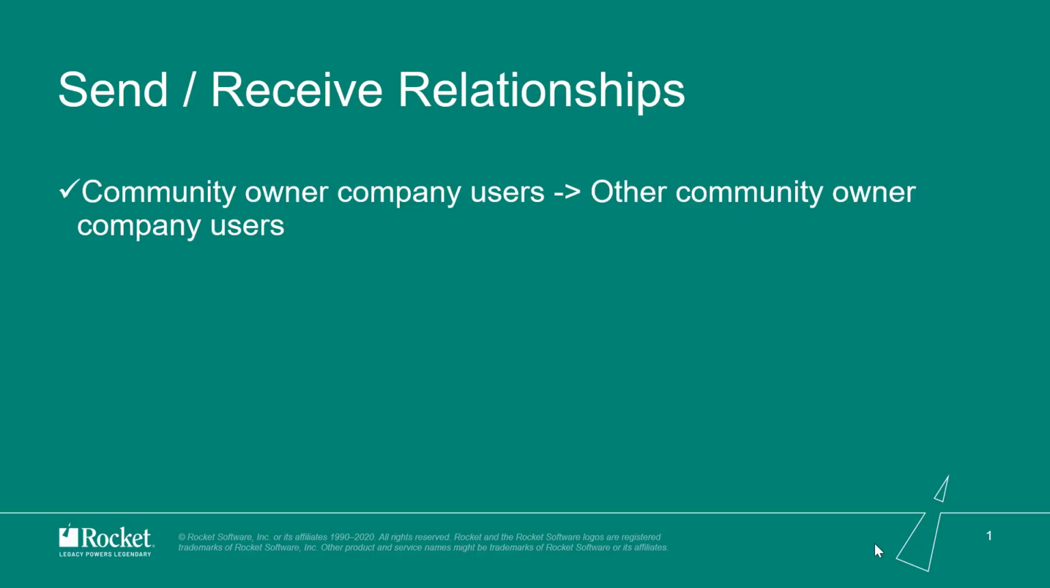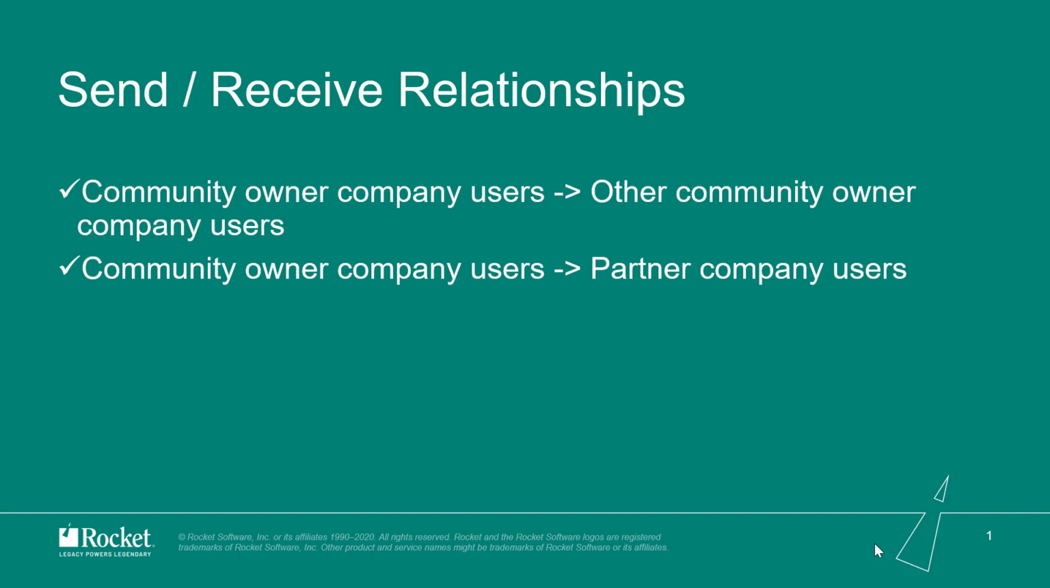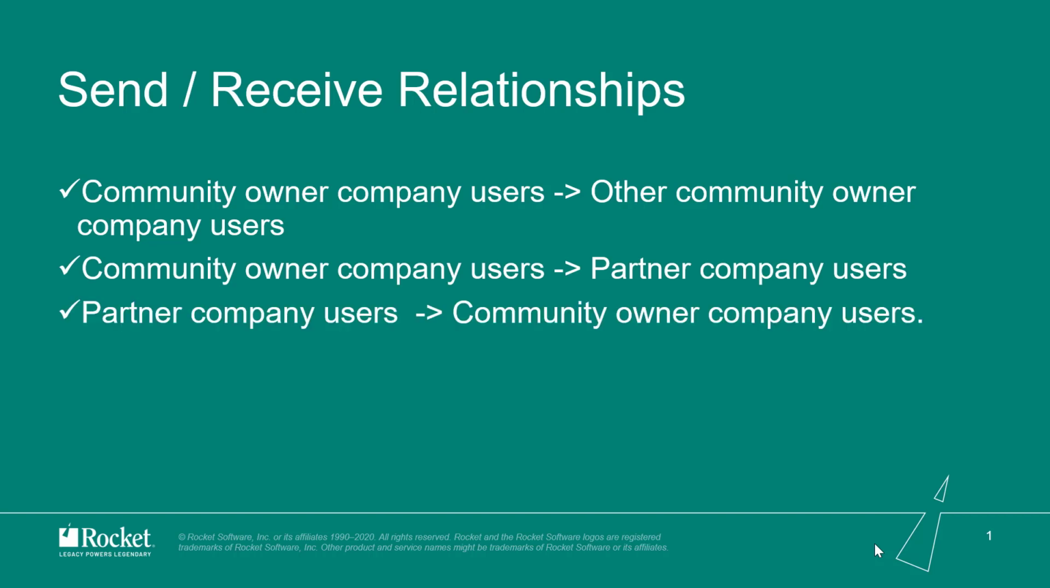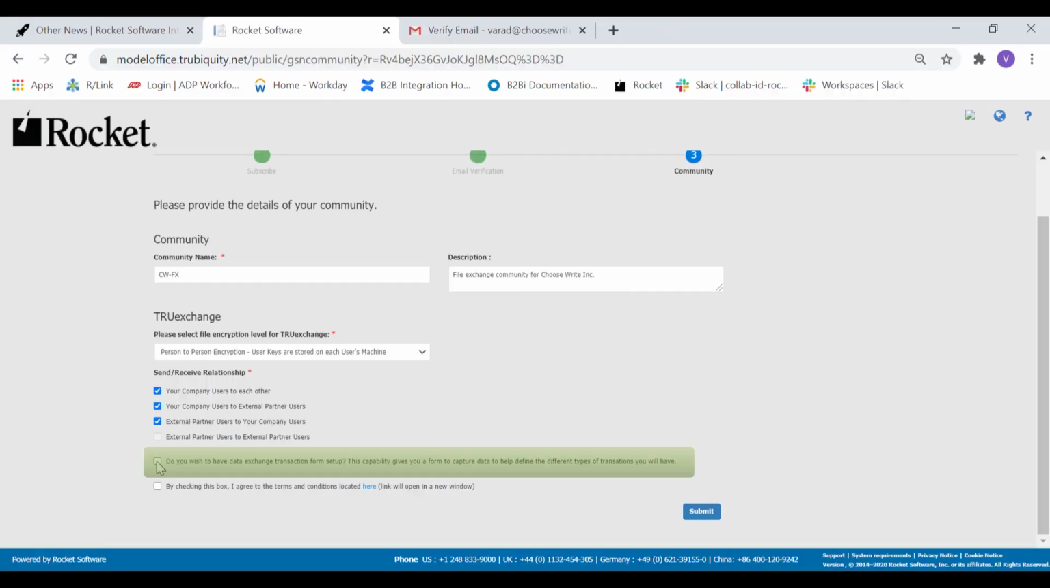Community owner company users can send files to other community owner company users and to partner company users. On the other hand, partner company users can only send files to community owner company users. You'll then select if you want to set up any transaction metadata requirements.